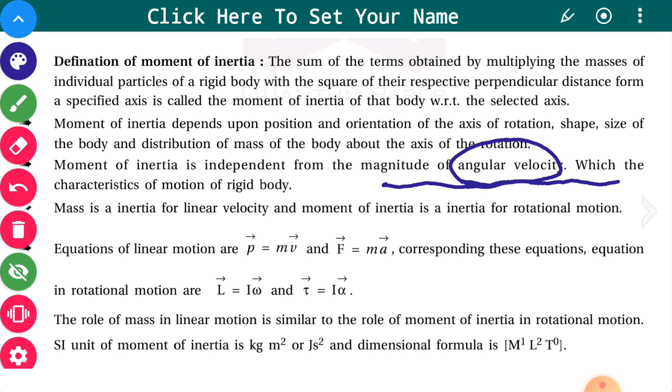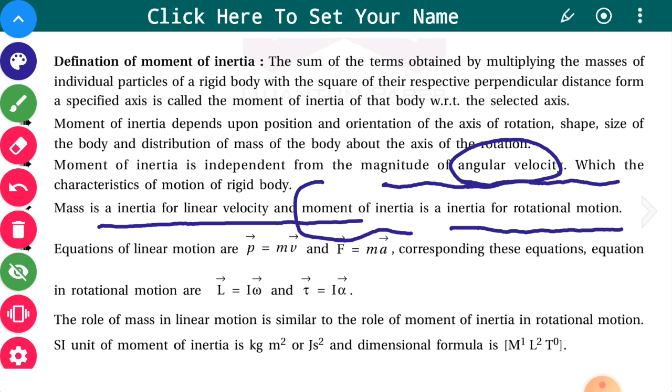Mass is the inertia of linear motion. Mass behaves as an inertia. If you have a 20 kg object and a 50 kg object, then the inertia of 50 kg is more than 20 kg. Here moment of inertia is behaving similarly to how mass behaves in linear motion. So inertia for rotational motion is moment of inertia. Moment of inertia is providing the inertia for the rotational motion.